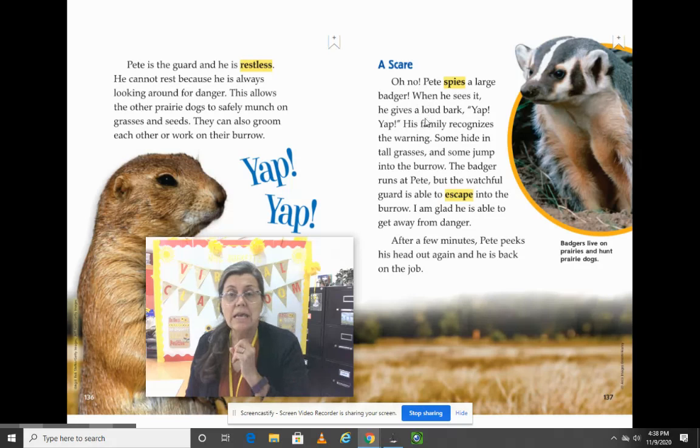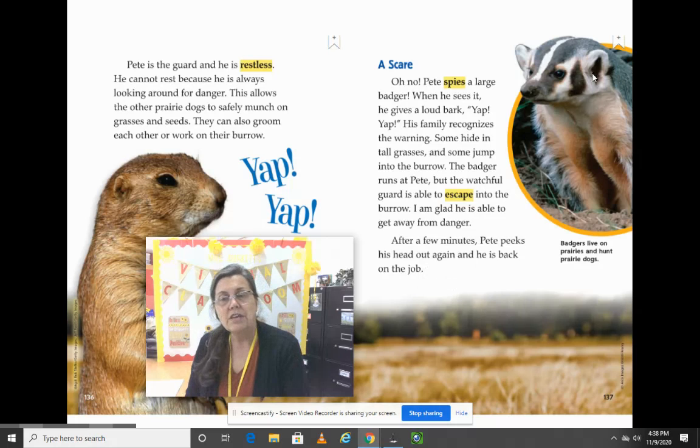When he sees it, he gives a loud bark. Yep, yep. His family recognizes the warning. Some hide in tall grasses and some jump into the burrow. The badger runs at Pete, but the watchful guard is able to escape into the burrow. I am glad he is able to get away from danger. After a few minutes, Pete peeks his head out again, and he is back on the job.